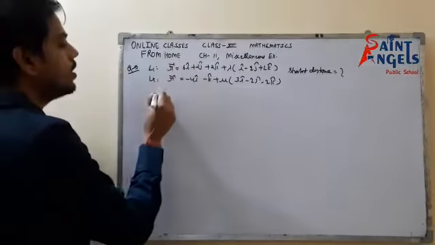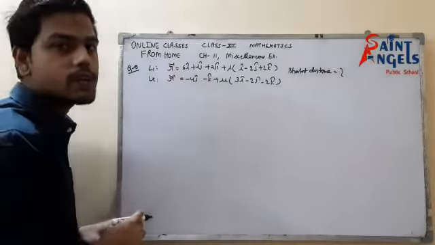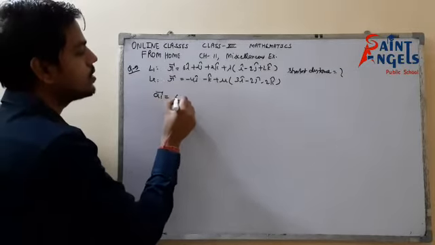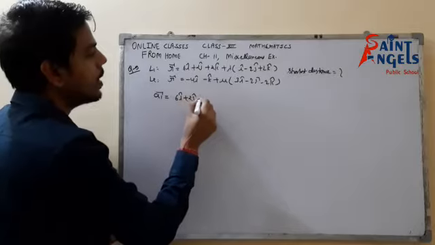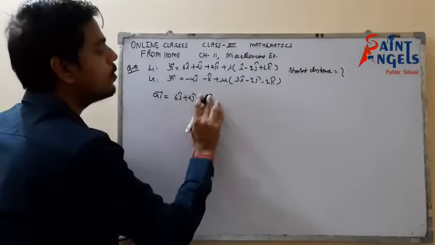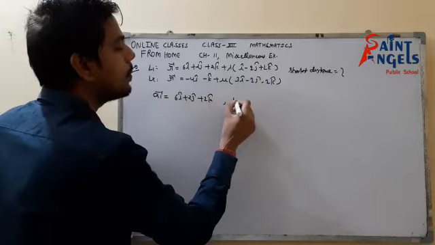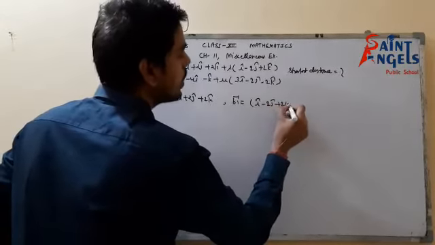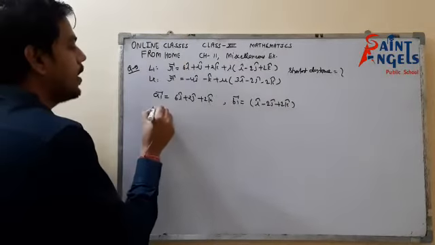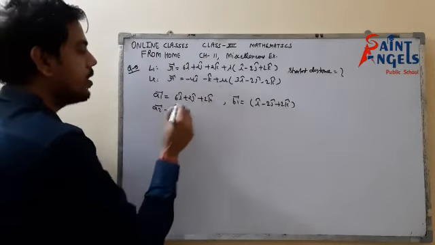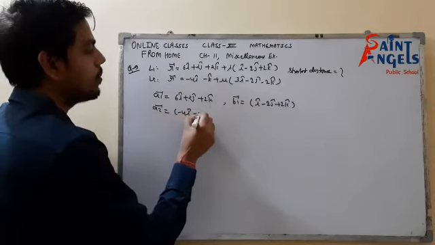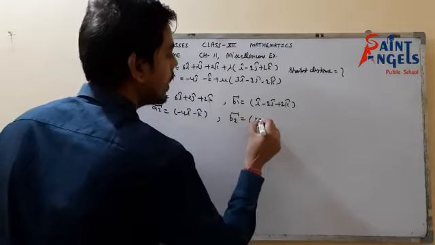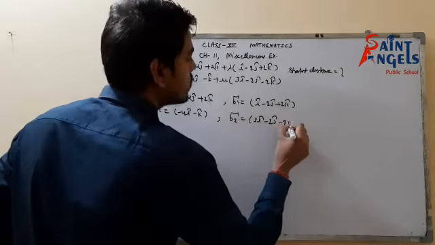Now here, compare with the standard equation of line. For line 1, the value of a1 vector would be 6i cap plus 2j cap plus 2k cap. And the value of b1 vector would be i cap minus 2j cap plus 2k cap. And a2 vector for line 2 would be minus 4i cap minus k cap, and b2 vector would be 3i cap minus 2j cap minus 2k cap.